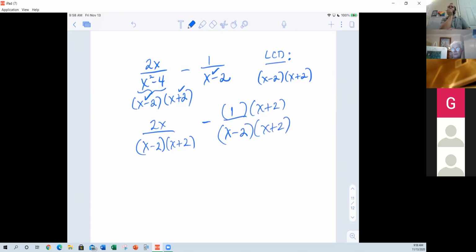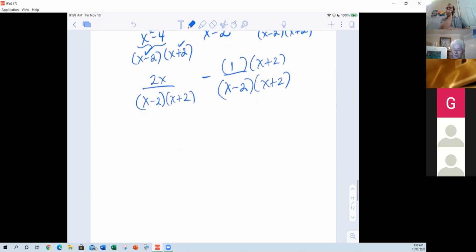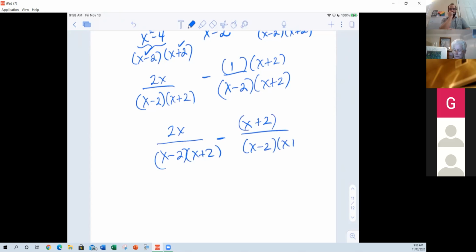Okay. Now what? At least at the top, you just make it 2x minus x plus 2. On the top? Yeah, on the top. Because we're going to do 1 what? You can just get rid of the 1 and just make it an x plus 2. Yeah, so it's 2x minus x plus 2. But the denominator is already taken care of.